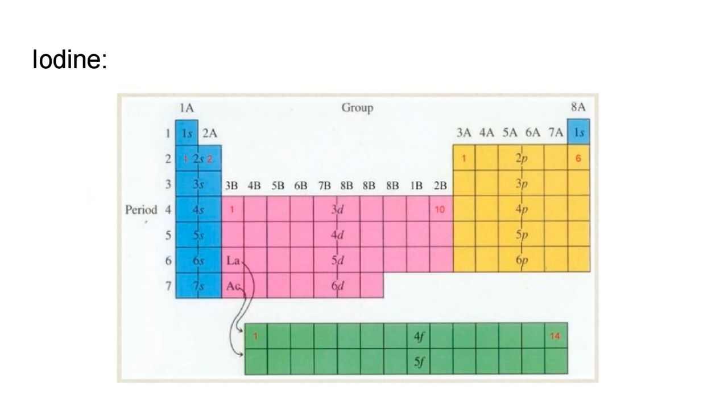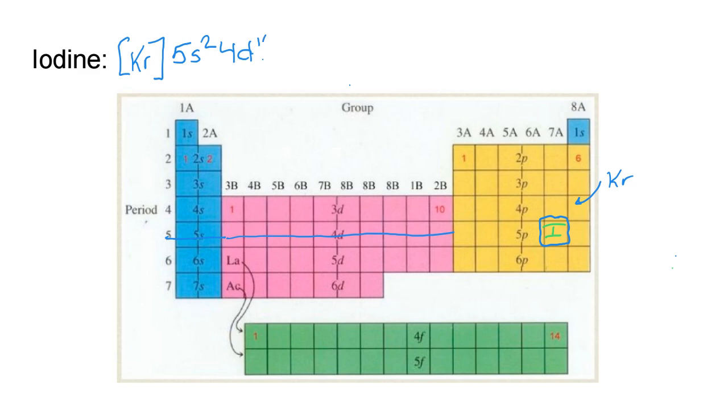Okay, let's do one more. Let's do iodine. Iodine is right here. Let me change colors. The previous noble gas for iodine is krypton, so I'm going to start with that. After krypton, I'm going down the next row. The next row that starts to fill up is 5s. That's 5s2. Then I have all of the 4d electrons.